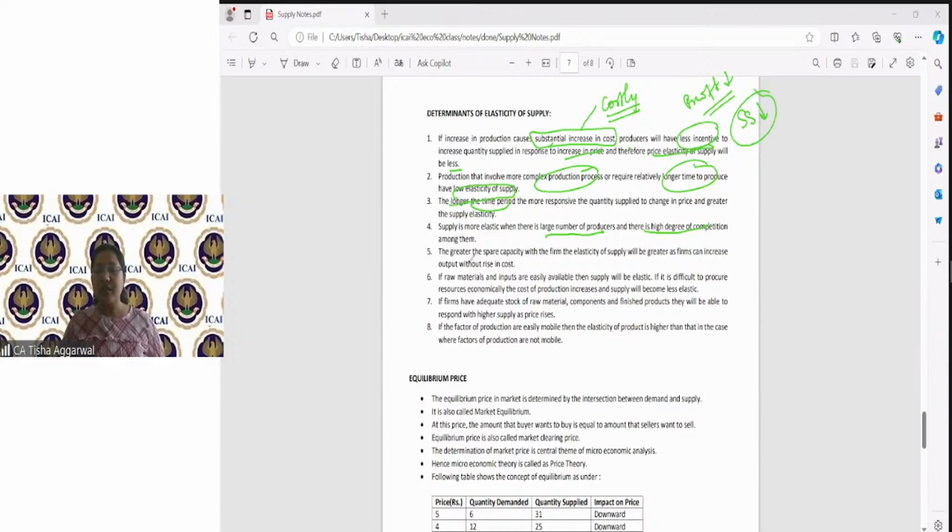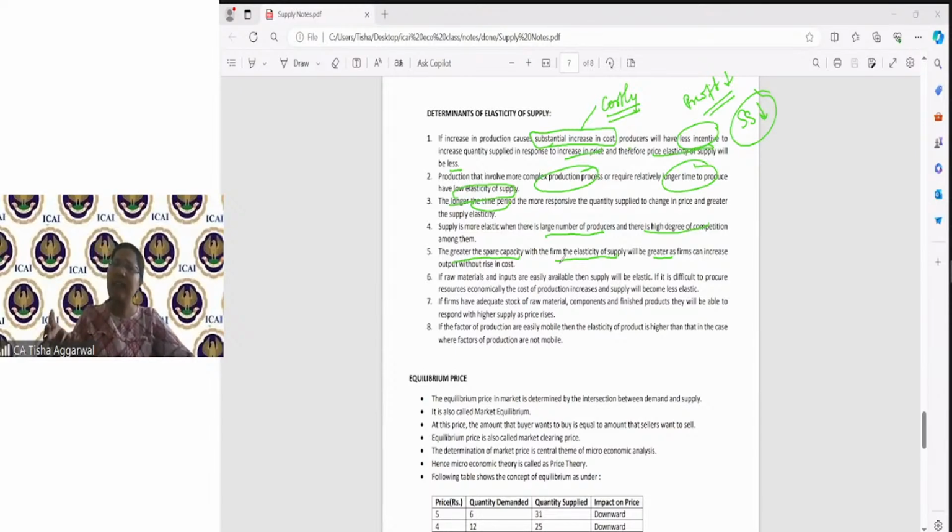Okay. The greater the spare capacity with the firm, the greater the elasticity of supply. So if you have spare capacity in the factory, your machines can be utilized 24 hours, but you are using them only 5 hours. You can utilize it. Supply can increase, output can increase. Okay. Cost will not increase much because you are not utilizing the machinery properly.